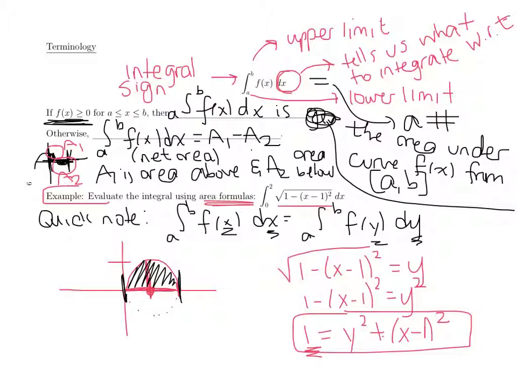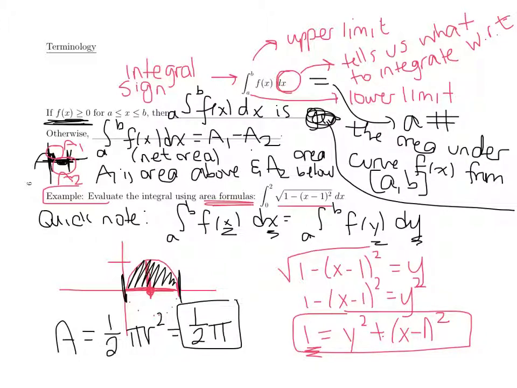And then once you draw that circle in, then you can just say, hey, I know the area of this, right? This is a circle with radius 1, so my area is really just 1/2, because it's half a circle, pi r squared. And in this case, my r is 1, so I get 1/2 pi. So that's what's going to be the answer to this integral, because that's what that integral is asking, to calculate the area.